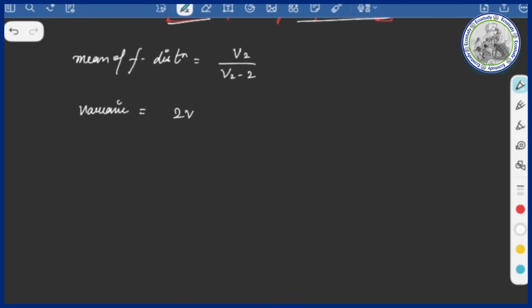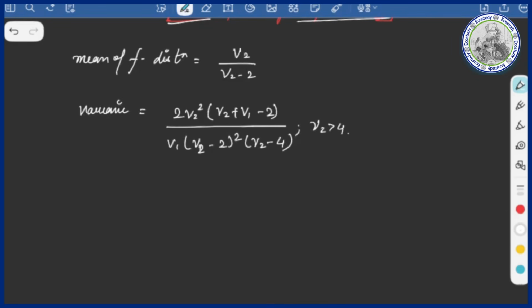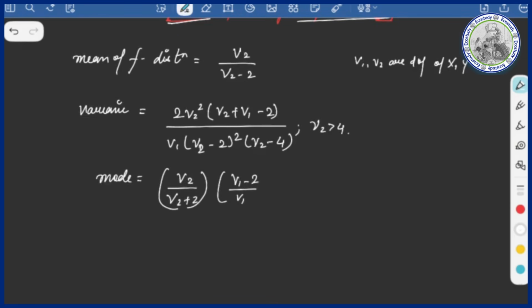So variance will be 2v2 square into v2 plus v1 minus 2 divided by v1 into v2 minus 2 square into v2 minus 4. It's greater than 4. So this is the mean, where v1 and v2 are degrees of freedom of x and y, meaning chi-square v1 and chi-square v2. Okay, and what is the mode? So mode is v2 upon v2 plus 2 into v1 minus 2 upon v1.